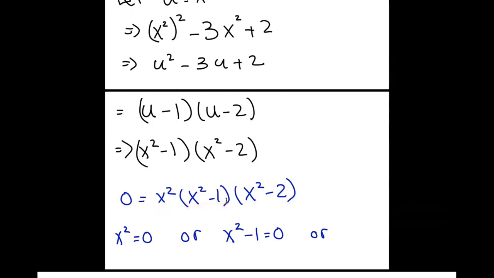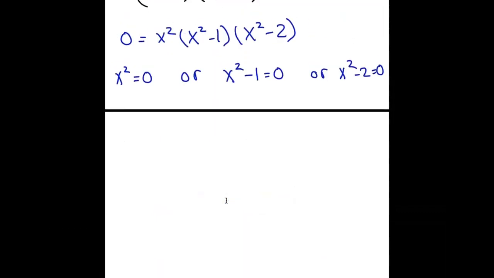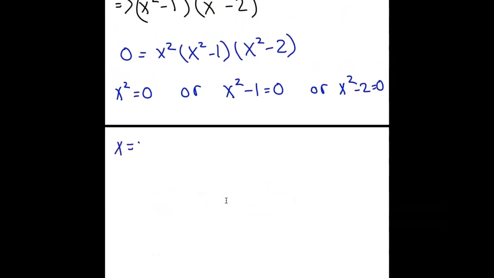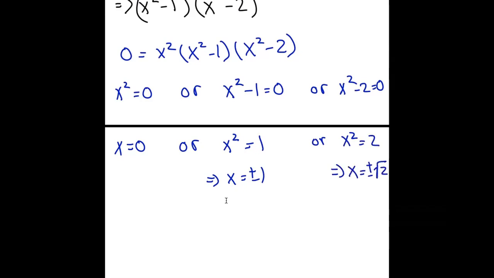We could have squared it, or we can just move the 1 over and take the square root as well. x squared minus 2. So here x is 0, or x squared is 1, which tells me x is plus or minus 1 if we take the square root, or x squared is 2, which gives us x is plus or minus root 2. So there are my x-intercepts.